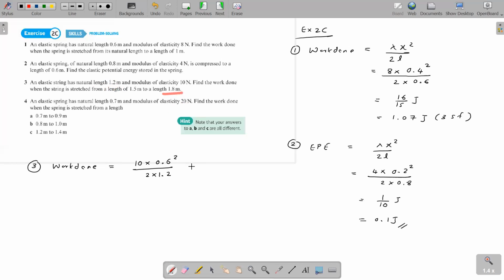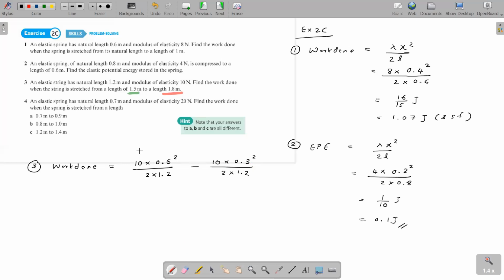What do you do now? You now subtract the work done in stretching the string from the natural length 1.2 to 1.5. Are you with me? So what is that? Lambda is 10. What about the extension now? 1.2 to 1.5, you are stretching 0.3. Lambda x square, 0.3 square over 2 times natural length 1.2. So basically, this is the work done to stretch to 1.8 from the natural length. This is the work done to stretch to 1.5 meter from the natural length. When you subtract, you get the work done to stretch from 1.5 to 1.8.